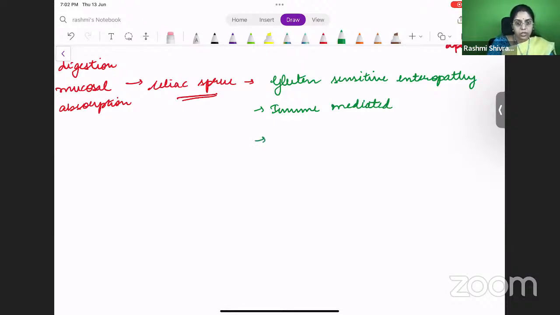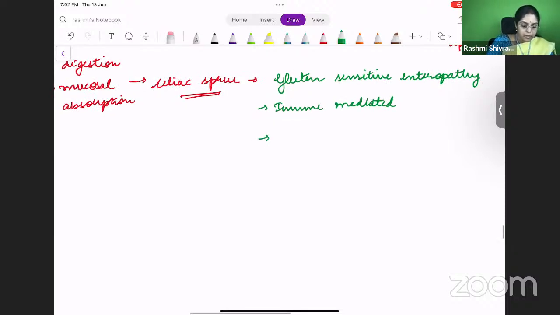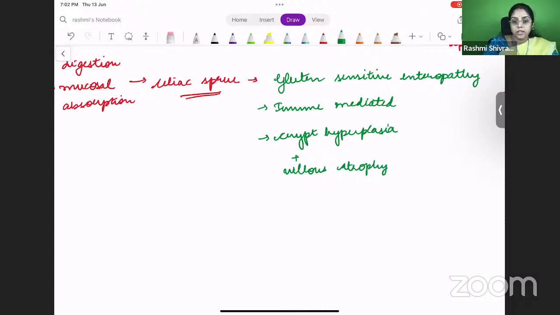It is characterized by two things. One will be crypt hyperplasia. So the patient will be having crypt hyperplasia and also villus atrophy. Okay, villus atrophy and crypt hyperplasia will be present. These two will be present. So these are the characteristic findings which are commonly asked in the MCQs.